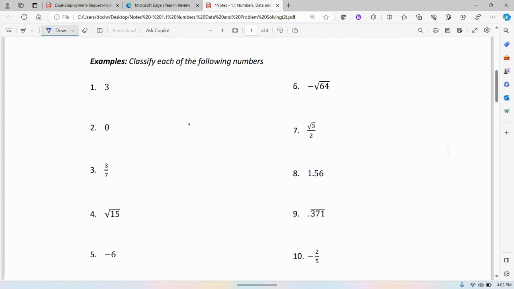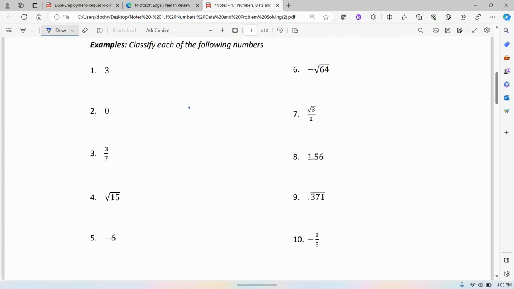So here's just some examples. 3 is a natural number. It is the most basic set. 0 is not a natural number, but it is a whole number. 3/7 is a rational number because it can be expressed as a quotient of two integers. 3 and 7 are both integers. But because it doesn't divide evenly, it's not an integer. Because it's not an integer, it's not a whole number, it's not a natural number.